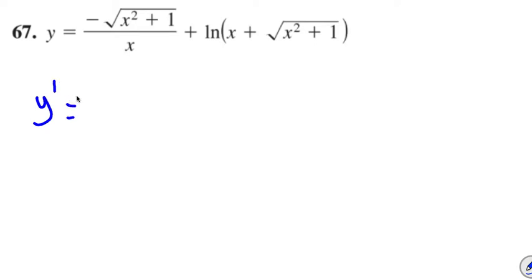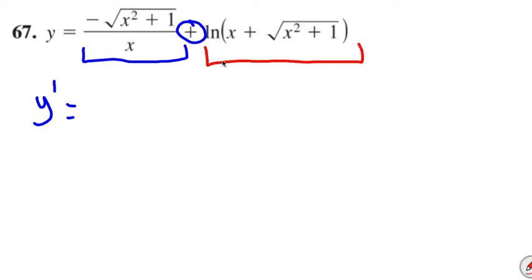Now, because these two functions are being separated with a plus sign, we can do the derivative of this one first, and then we'll do the derivative of this. I will do them in different colors so you can see which derivative I'm on. All right, here we go.